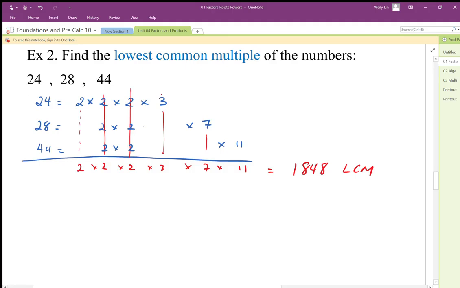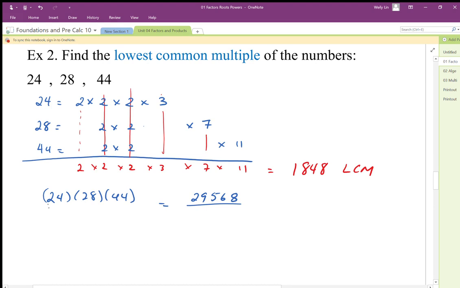We can just multiply everything together to get a multiple, but this is a gigantic multiple. Okay, so if I multiply all 3 of these numbers together, I get a gigantic multiple. What is it? It's 24 times 28 times 44. It's a huge number. It's 29,568. Now that is a multiple, but that's not the lowest because we've over multiplied this.